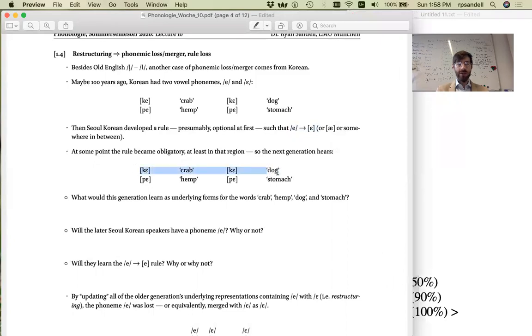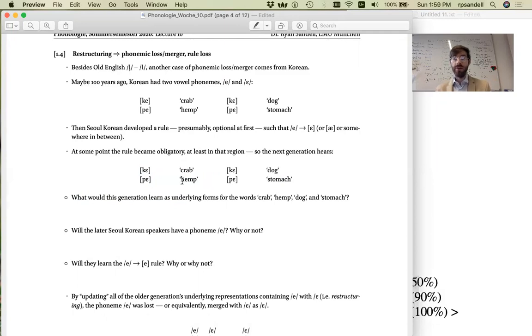So these lexical items then become homophonous. They become pronounced the same way. So what would this generation do, if the word for crab is being pronounced as 100% ke, or almost always pronounced as ke, and the word for hemp is almost always pronounced as pe? What should the underlying representation for those words be?